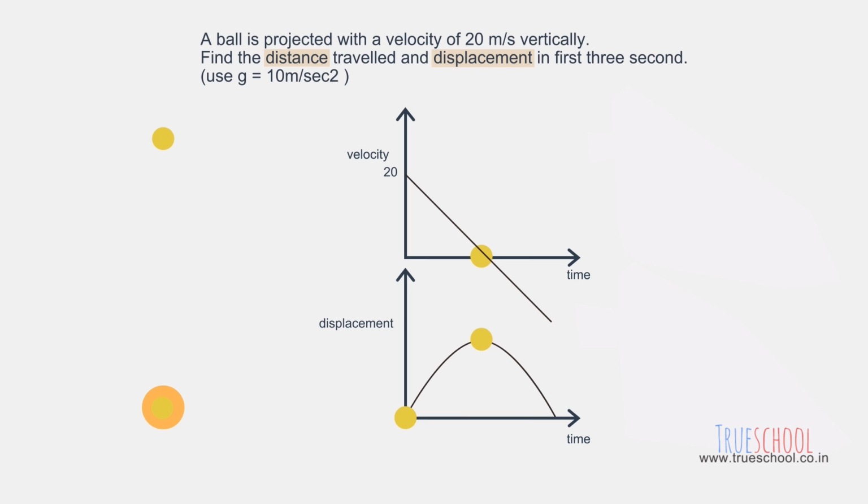But what about distance? We know distance is the actual distance covered by the ball. Let's look at the motion of the ball again and try to see the distance it travels as it moves. Remember, distance is always positive and never decreases and always increases with time.